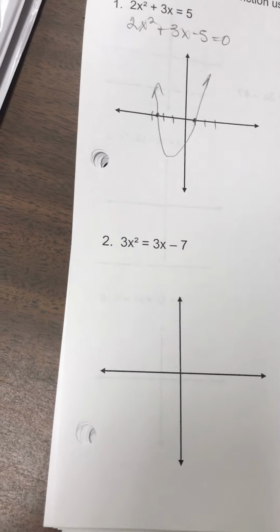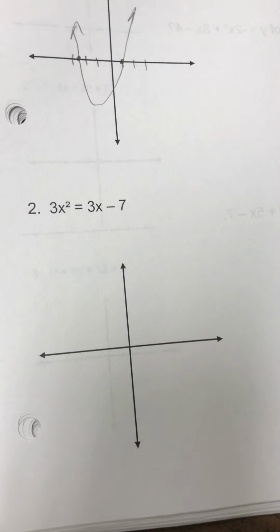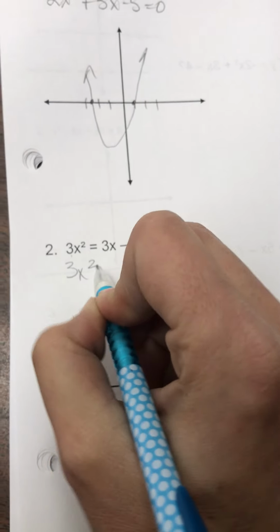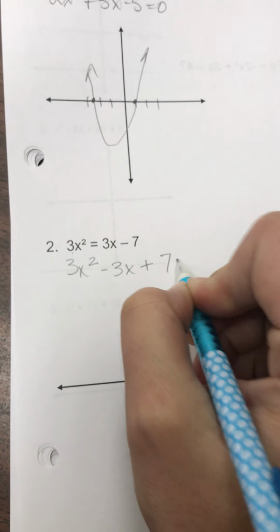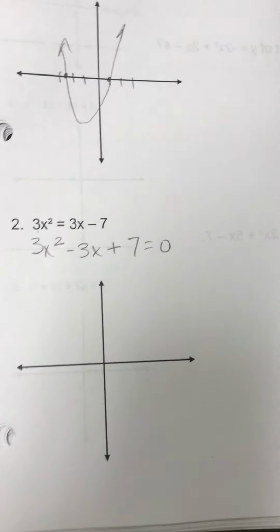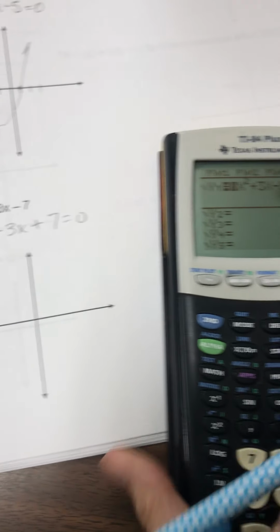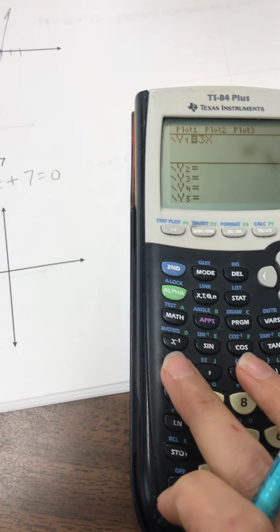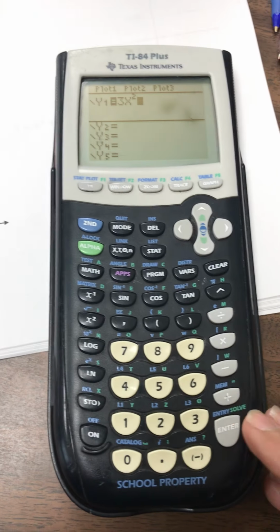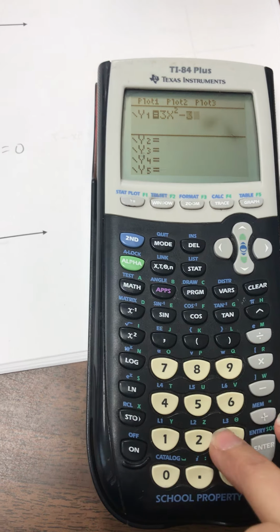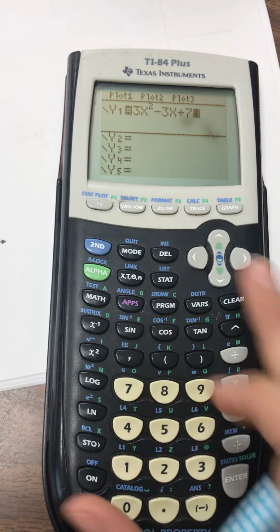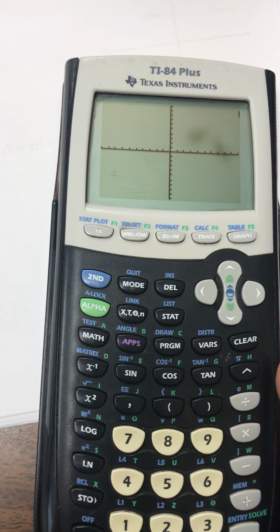Okay, so let's look at number 2. Sorry, my pencil was messed up. We have to set this equal to 0, and you want a to be positive. So 3x squared minus 3x plus 7 equals 0. Okay, we're going to put that in your calculator. Y equals, clear, 3x squared minus 3x plus 7. Graph. Let's see what it looks like.